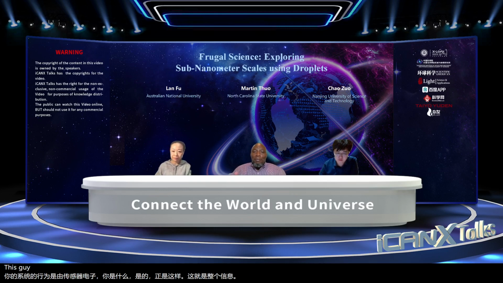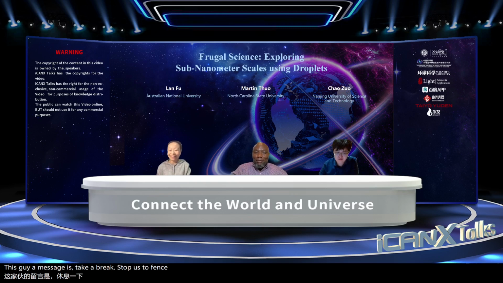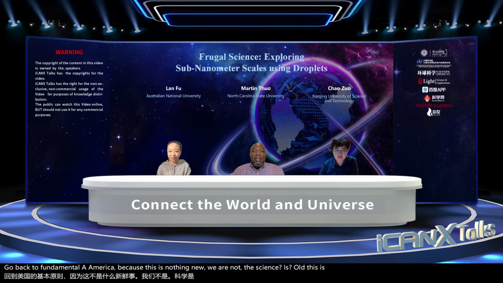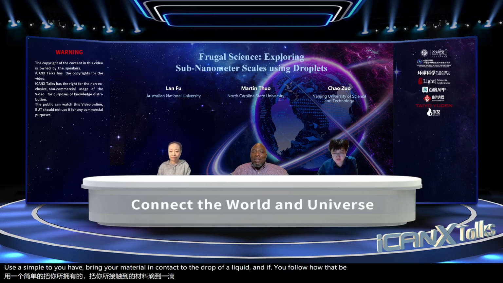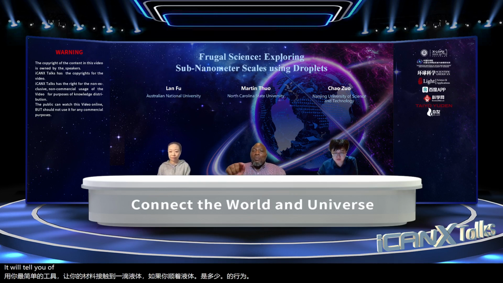Basically, our message is take a break. Stop rushing to fancy stuff. Go back to fundamentals, because this is nothing new. The science is old. This is the Young-Dupré equation that we are using. But pause and think about what you're doing. Use the simplest tool you have. Bring your material in contact with a drop of a liquid. And if you follow how that liquid is behaving, it will tell you of the equilibrium state of the molecules you have on the surface. It's as simple as that.